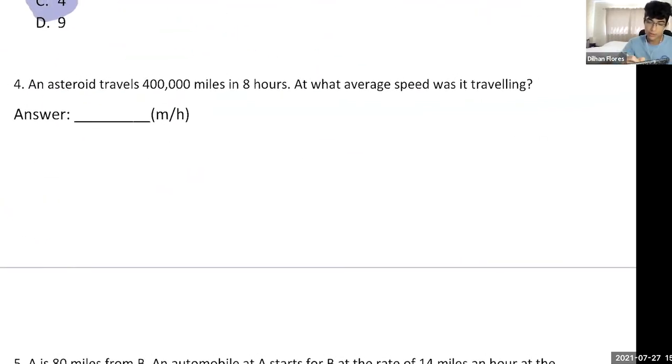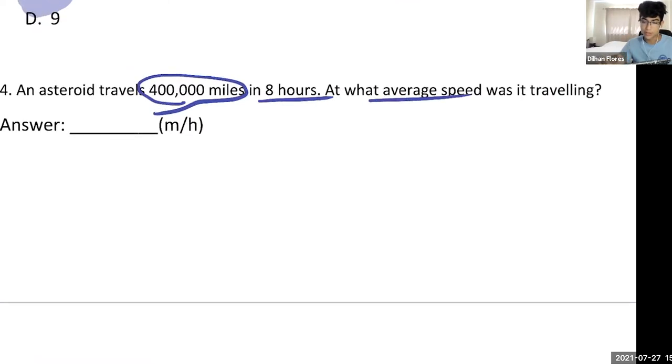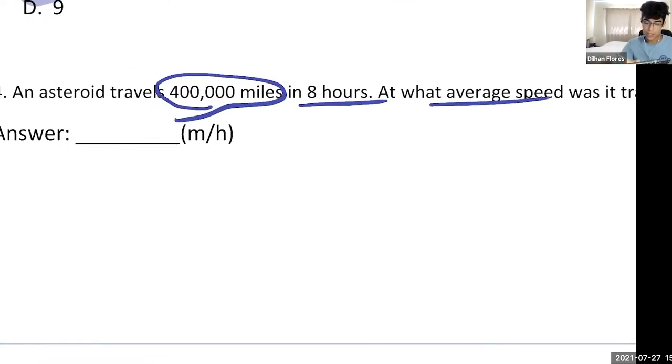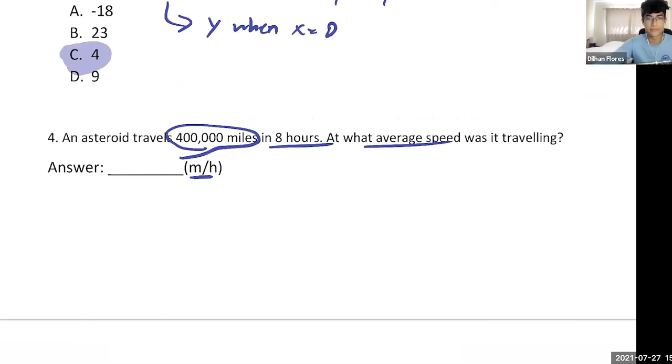An asteroid travels 400,000 miles in 8 hours. What is the average speed? All right, so here's our biggest hint. Our speed is going to be in miles per hour, miles over hours. So how are we going to get our speed?